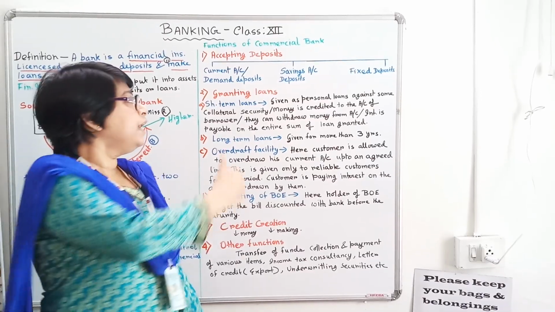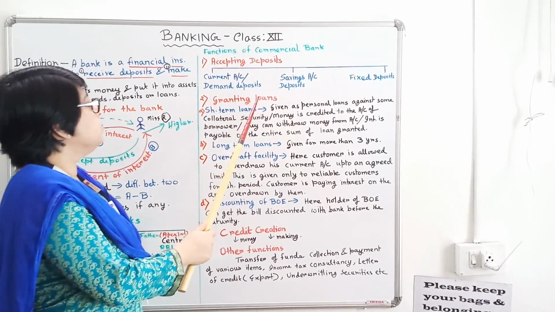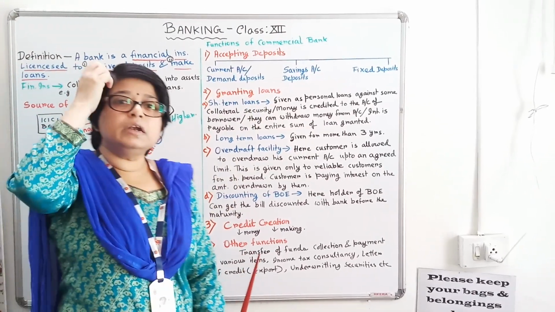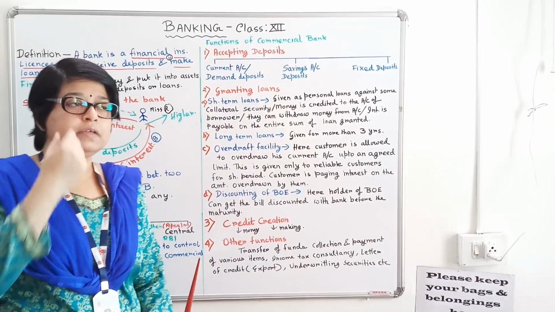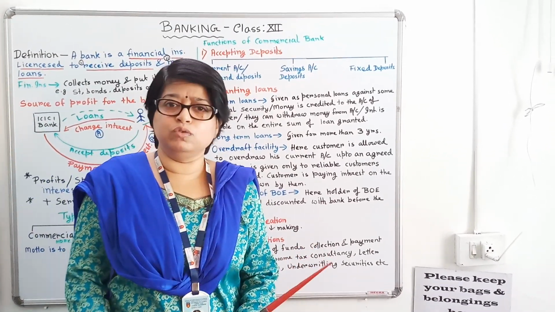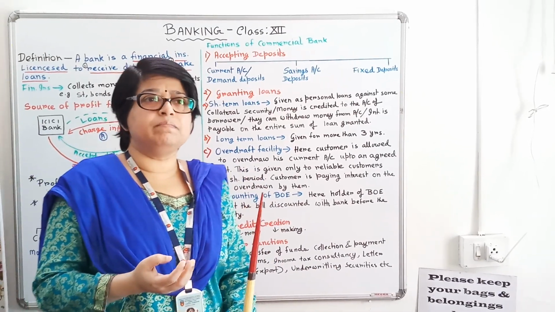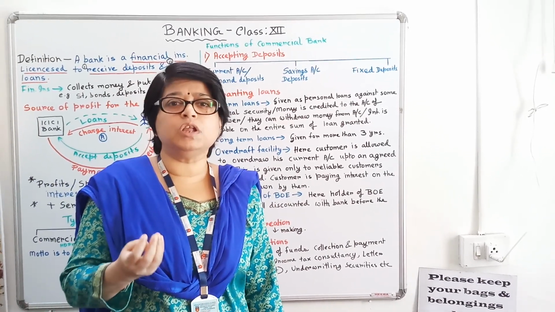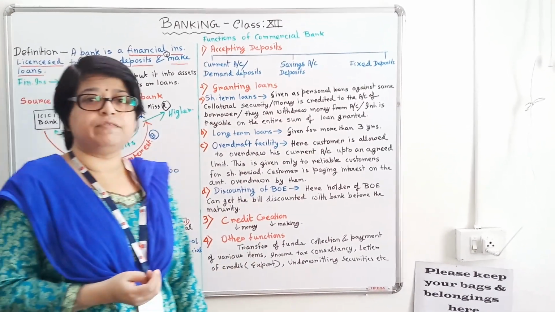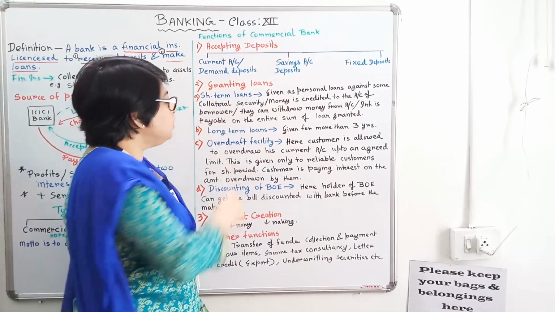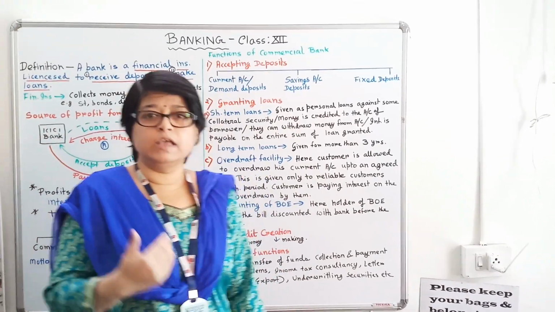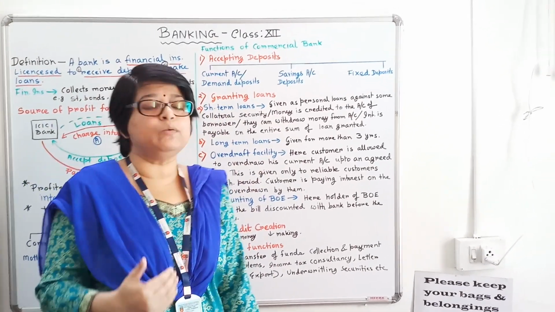Then I am moving towards the next function of the commercial bank, that is granting loans. Now here I will have to explain something to you. There are different types of loans. I am telling you the main types. Basically the short-term loan, the long-term loan, then the overdraft facility, and discounting of bills of exchange. For a few of the terms these are new, but for the other terms we already have some idea. So let us understand one by one.